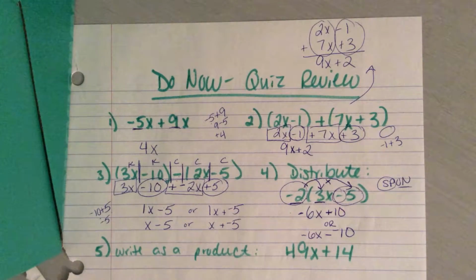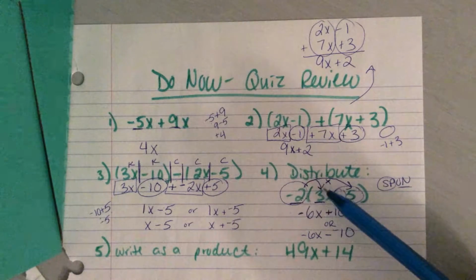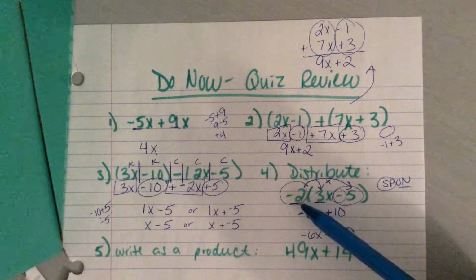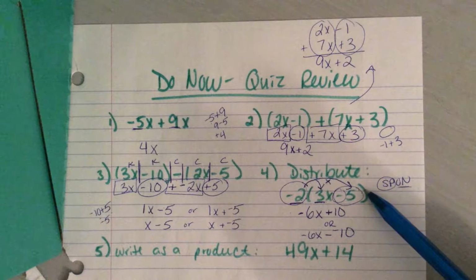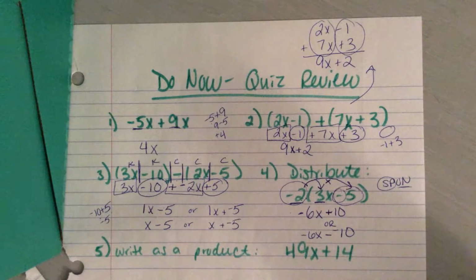Okay, so to repeat, these were both perfectly fine ways. So I did -2 times 3 to get -6 and kept my x. And then on top I did -2 times a -5. Kind of think of the whole thing as a 1. And then you get +10. Okay?